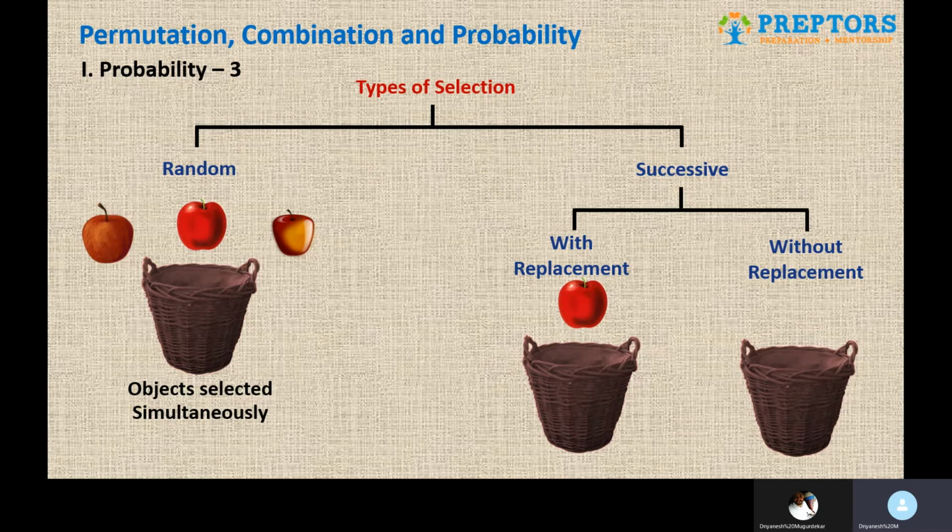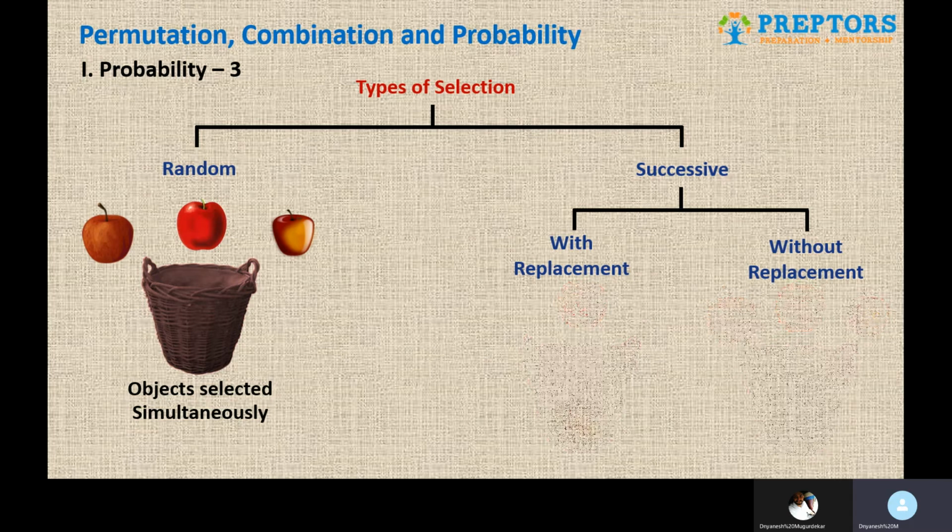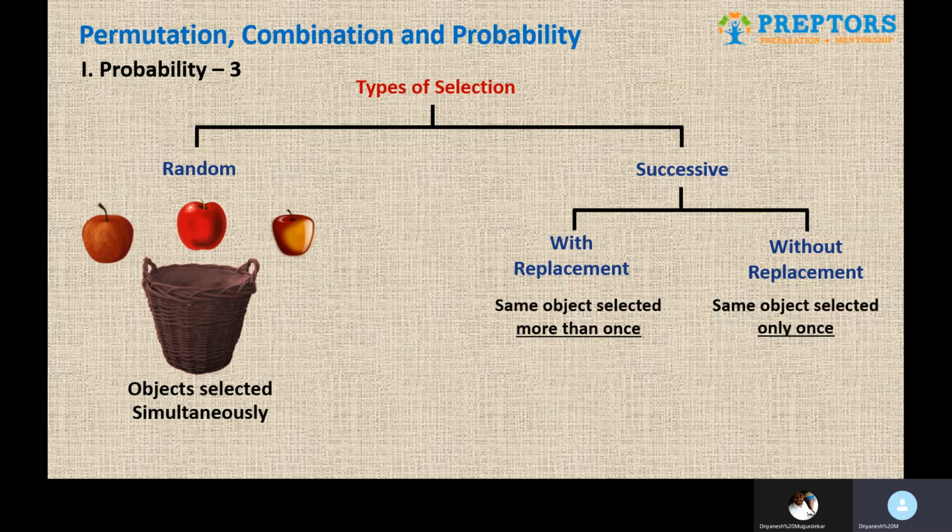Whereas without replacement, you pick one article and you don't keep it inside, you keep it aside, then you pick the next article. So there's a major difference between with replacement and without replacement. But what are going to be the implications of that? With replacement, the same object can be selected more than once, that is, repetition might happen because you are keeping it back inside. Whereas in without replacement, the same object will be selected just once because you are not going to keep it inside, you are going to keep it aside.